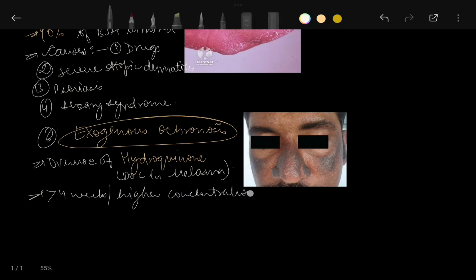What happens? There is darker pigmentation on the skin. Now what happens in exogenous ochronosis? There is overuse of hydroquinone, the drug of choice in melasma. What can be the cause? Obviously high concentration, or taking the drug for more than 4 weeks. It can cause darker pigmentation on the skin.